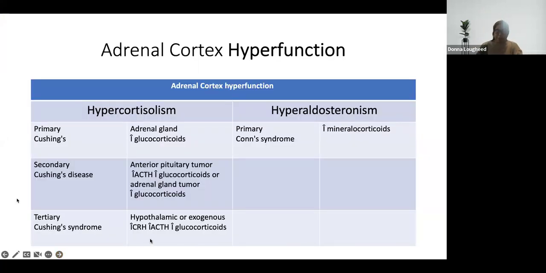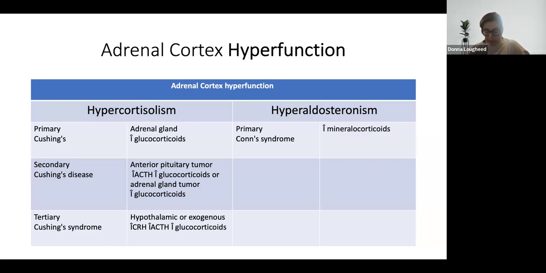So, the epidemiology of adrenal cortex hyperfunction is basically the opposite of adrenal cortex hypofunction. There are some slight differences. Adrenal cortex hyperfunction may be secondary to excessive secretion of glucocorticoids or excessive secretion of aldosterone. They kind of separated it here with the hyperfunction. We don't do that so much with the insufficiency.